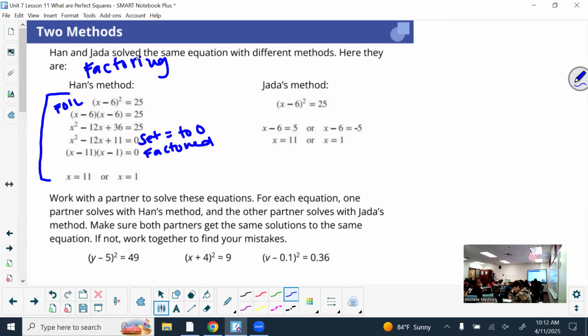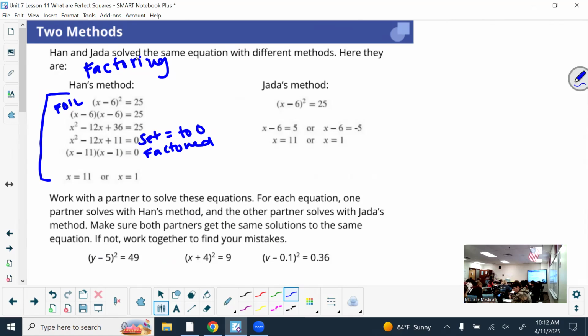And that's a lot of work, isn't it? He has to multiply it out, he has to do inverse operations to make it equal 0. Then he has to factor it and then solve for the x's. It gets him the right answer, but takes a lot of steps. And as you saw, if you do one wrong sign on one of the steps, the whole problem's thrown off. Now look at Jada's method.